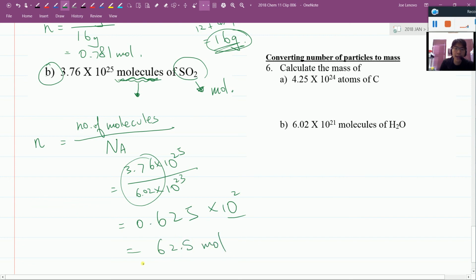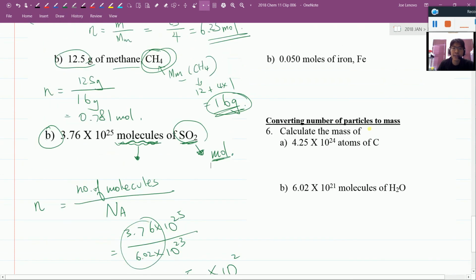Or you can say the answer is 6.25 times 10. But I think that's a better answer, just 62.5 mole. As it's done, finished. You can go a bit further, like changing the number of particles into mass. So we'll consider this later.